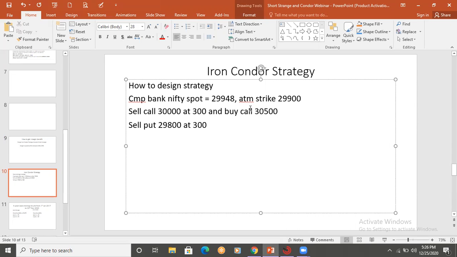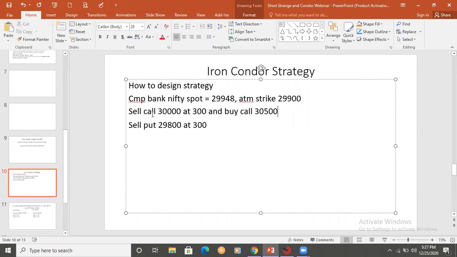Now, why am I buying this 30,500 call? Let's assume we get one-sided strong rally in Bank Nifty on the upside. Then no doubt I will make a loss in this position, but I will earn profit in this position. This 30,500 call option will protect me to some extent, so I can set off whatever loss I bear in this position by making profit from this position. So this is my insurance, you can say.